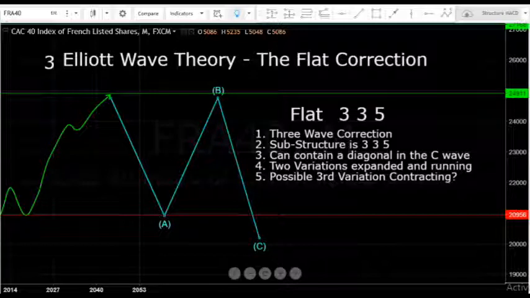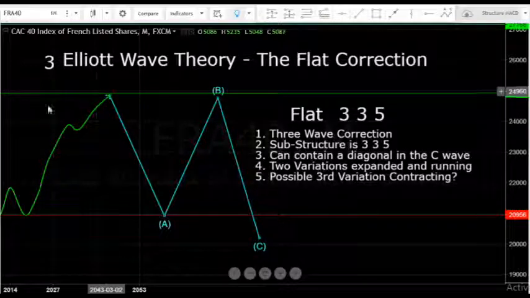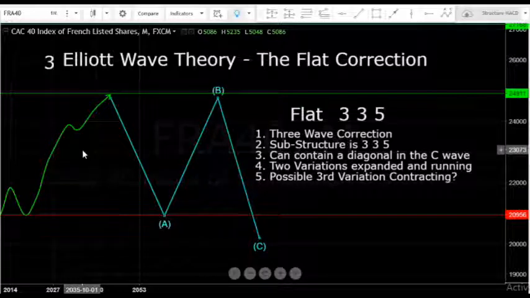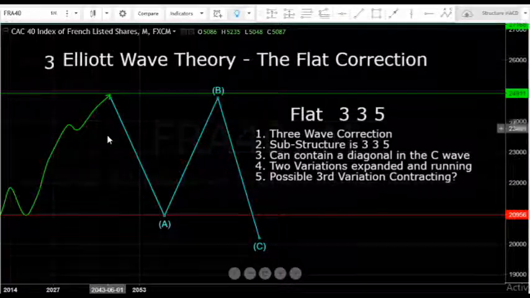Okay, so here we have our basic flat correction, and we'll look at the variations of it in a moment, but let's just run through our basic flat here. Here's our impulse coming up. Yet again, don't be worrying about the structure of it. It's just a squiggly line to indicate the impulse.